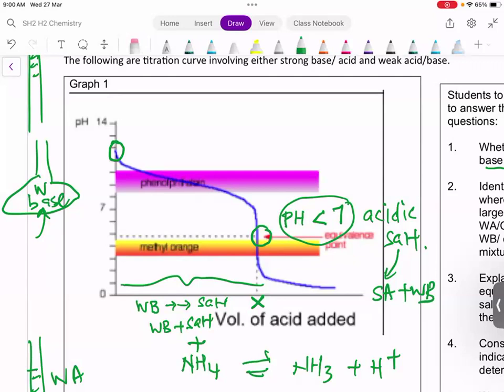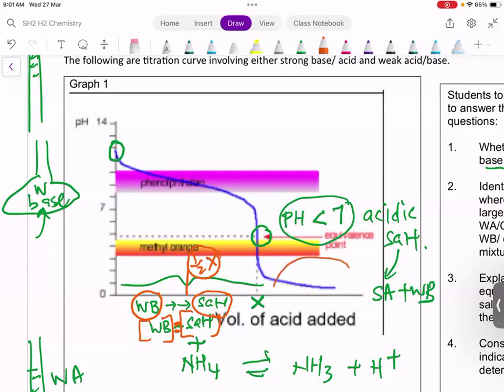And where is the maximum buffer? Maximum buffer is when it's half neutralized. When half of your weak base becomes the salt, that is when the concentration of the weak base and the salt are equal. At half equivalence point, only 50% of the weak base has become the salt. So at that point, your weak base and the salt are 1:1. So that is the maximum buffer.